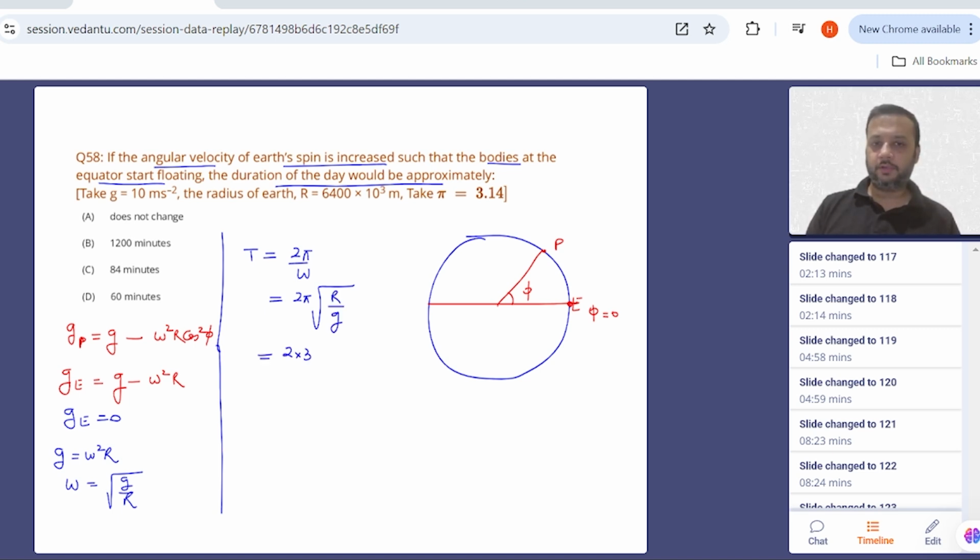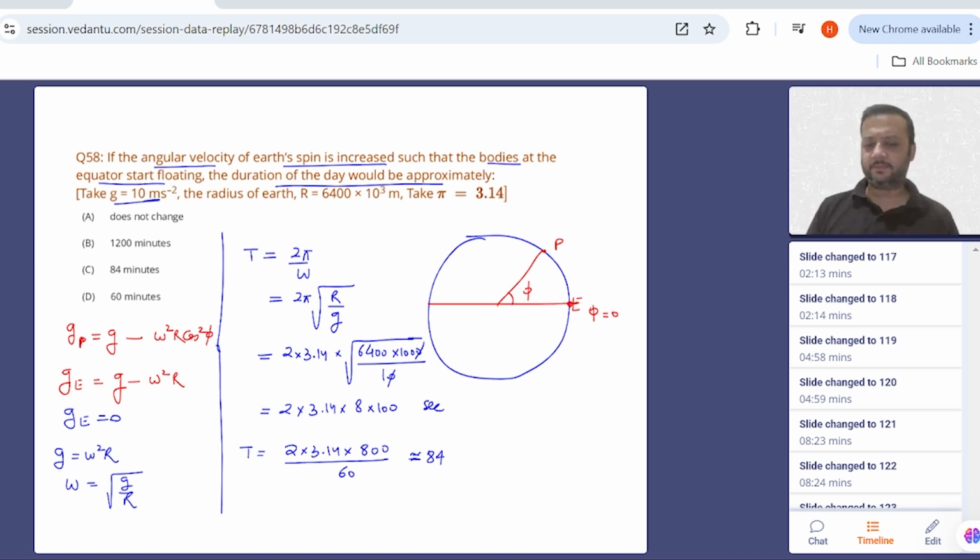Let's put the values. So 2 into 3.14 into radius of Earth is 6400 into 10 to the power 3, divide by g, which is 10. Notice that this g is without the rotation of the Earth. That means if the rotational effects were not considered. Now from the root we can see that 64 will come out as 8 and 10,000 will come out as 100. So these many seconds, this answer will be in seconds. To convert this answer in the minutes, we can simply divide this by 60. When we divide this by 60, this value comes out very close to 84 minutes.